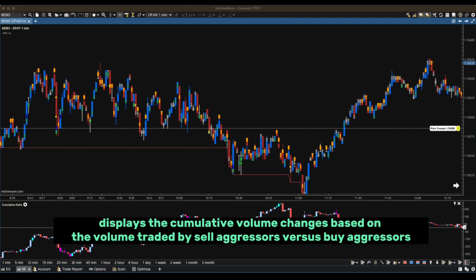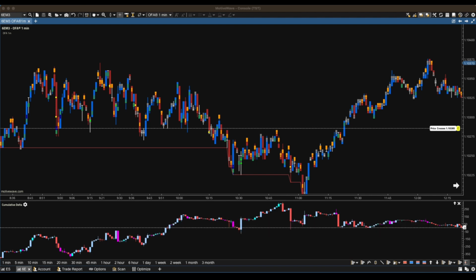The cumulative delta volume displays the cumulative volume changes based on the volume traded by sell aggressors versus buy aggressors. This is the Bookmap definition, which is correct basically. But I want to explain my vision of cumulative delta volume.